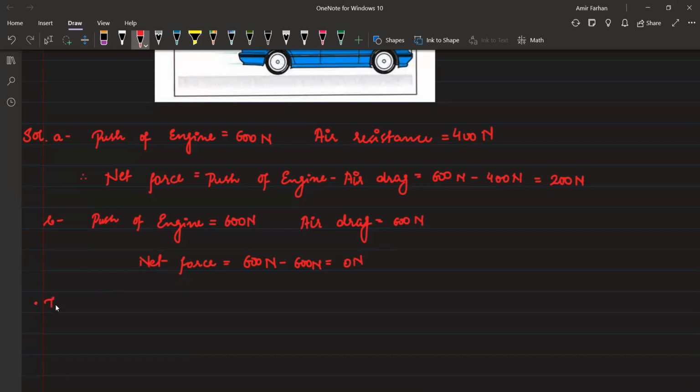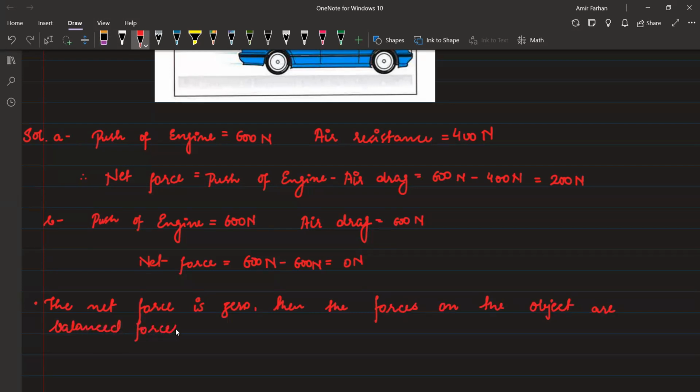Okay. And the forces are balanced forces. Clear?